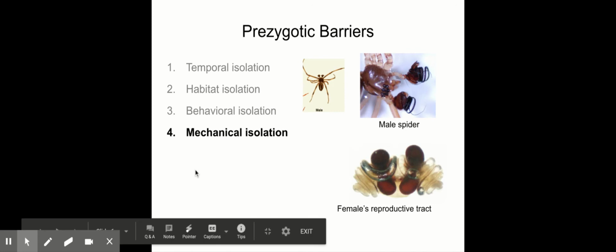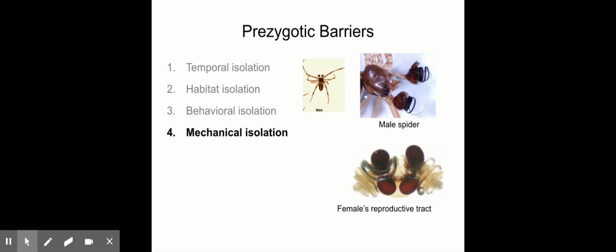Okay, the next type of prezygotic barrier is mechanical isolation. The best way to think about mechanical isolation is that the parts do not fit. In this case, male and female of different species will not be able to mate because the male part that delivers the sperm does not fit with the female part that receives the sperm.